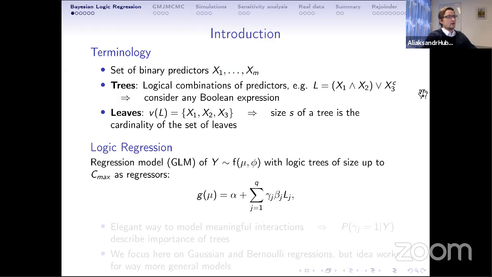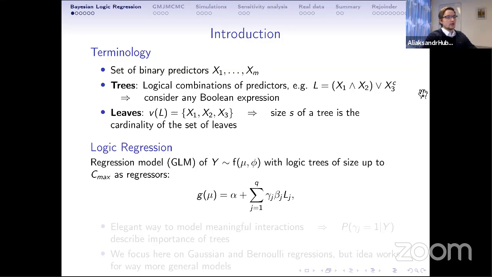Then we can define a logic regression model. Consider responses y, which come from some probability distribution f, parameterized with the mean parameter mu and the dispersion parameter phi, where the mean parameter is modeled with respect to a link function of some linear predictor, which consists of an intercept and up to q different logical trees, where we are considering all of the trees which have size up to C max.